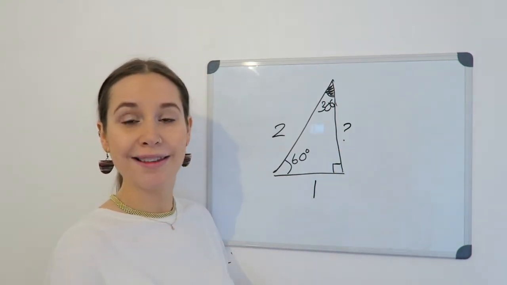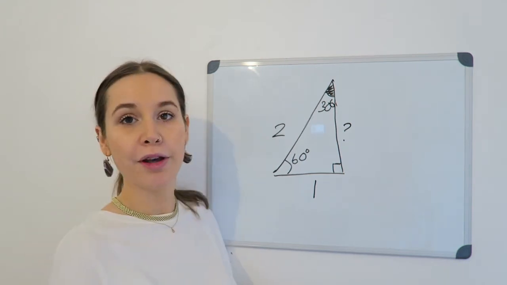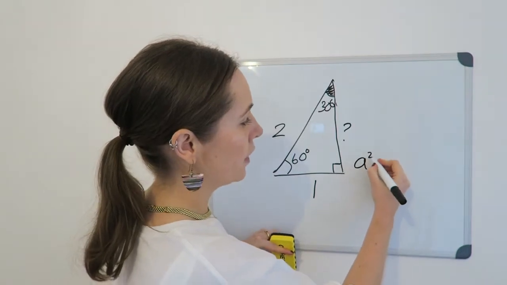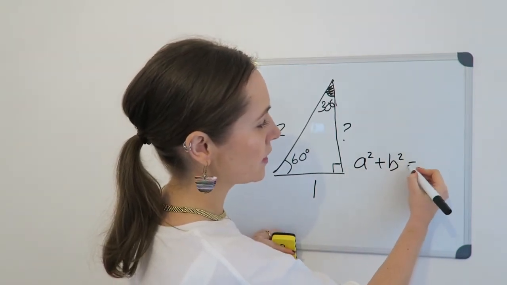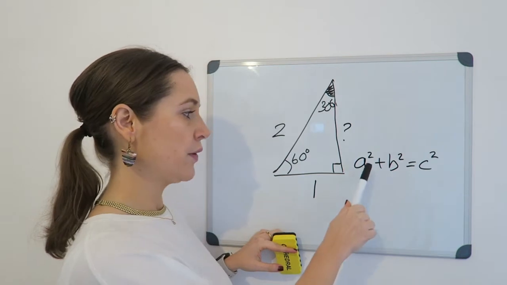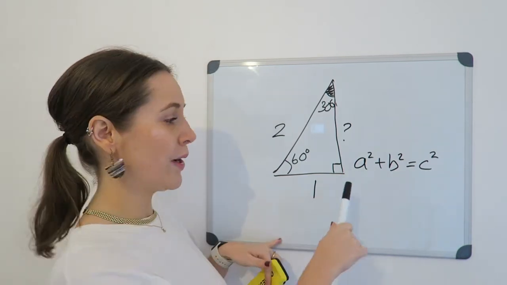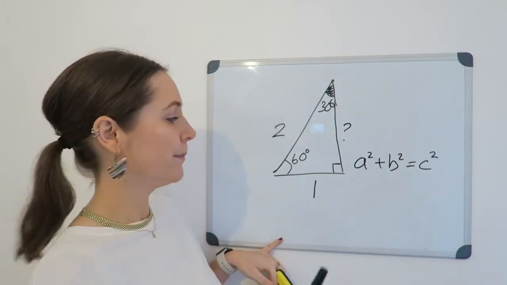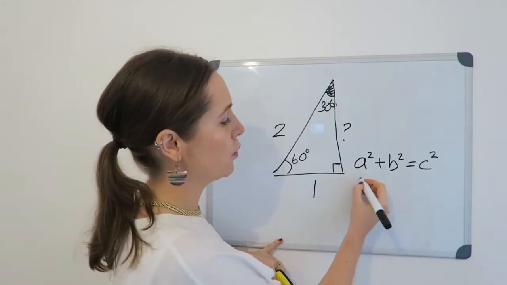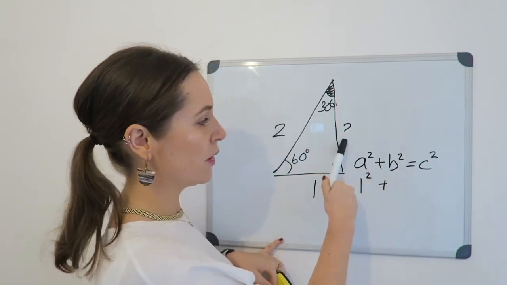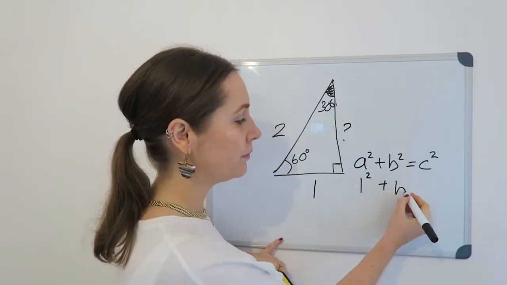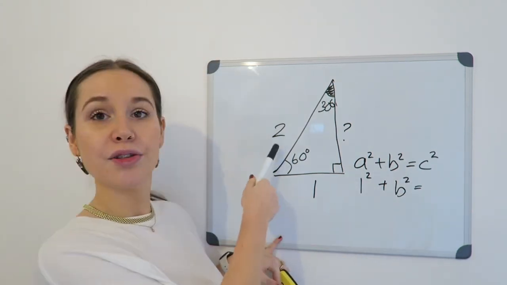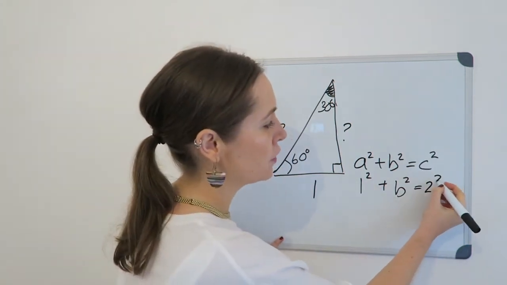We don't know what this side length is here actually, but we can work it out. We're going to use Pythagoras' theorem. So a squared plus b squared is equal to c squared. So the two shorter lengths squared add together to be equal to the hypotenuse squared. So a squared here is going to be 1 squared. Add b squared, which we don't know. And this is equal to c squared, and we know c is 2. So this is going to be equal to 2 squared.